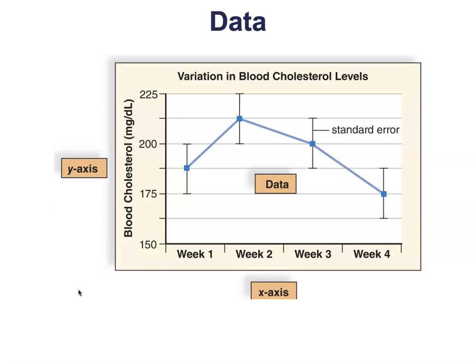We can measure variation, so standard error. How far off is the average of the data? Statistical significance, probability values. There's a lot of stats that go into data collection and analysis, so we're not going to get into any of that. We're not going to do any statistical analysis in this class. We're just going to be doing mostly observational data collection.